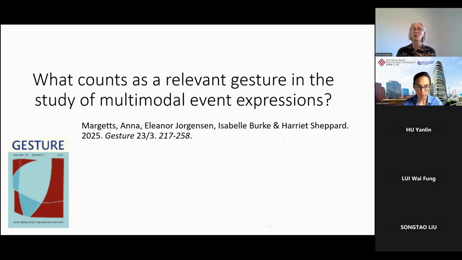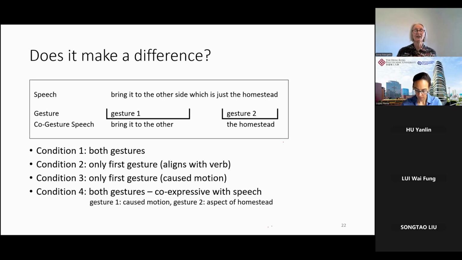As I say, I think it's very important that we are explicit about methodology and make that a topic of exchange. So, does it make a difference which definition we choose? Here is an example, and I have to apologize, I'm not giving you any video examples, but I thought Zoom is complicated enough. I didn't want to have video going wrong on top of this. So here's an example. The event expression was something like, there, bring it to the other side, which is just the homestead from our English corpus.